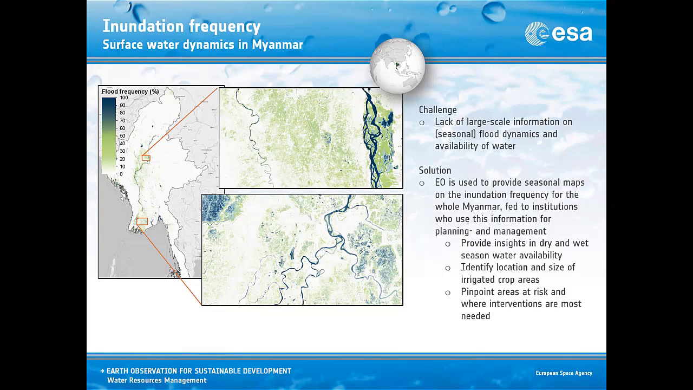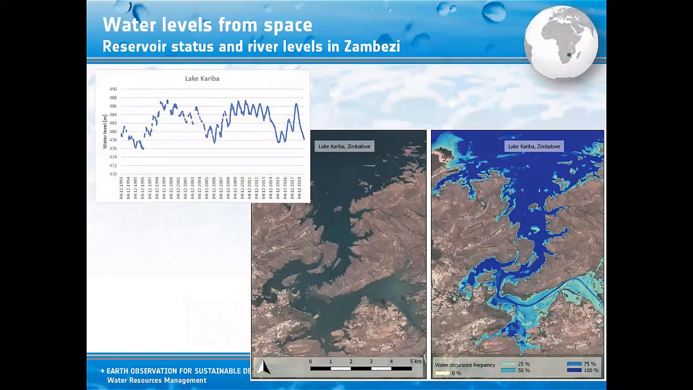So by using EO to map the seasonal, annual, and long-term frequency of inundation, we can provide insight into dry and wet season water availability, at a spatial detail where you can actually recognize individual fields. Hence, these maps can be used to pinpoint areas at risk of flooding and where interventions may be needed. And it's all information which is fed to national institutions who can use it for more targeted planning and management.